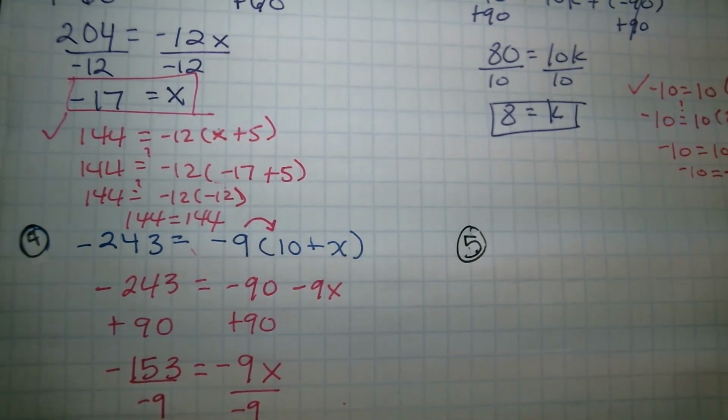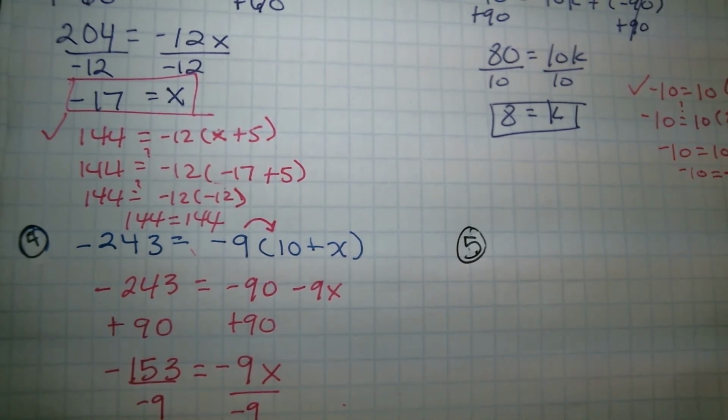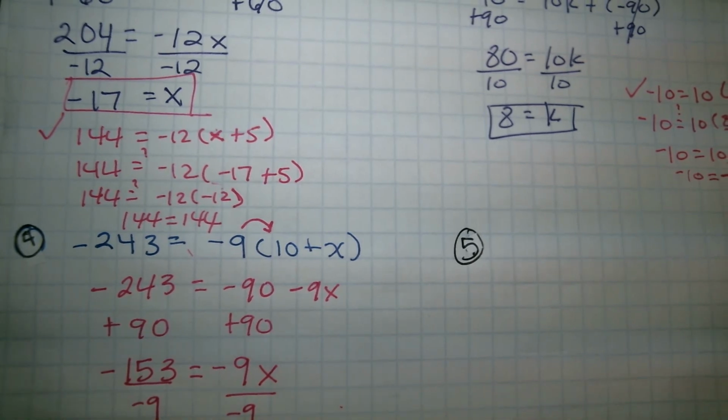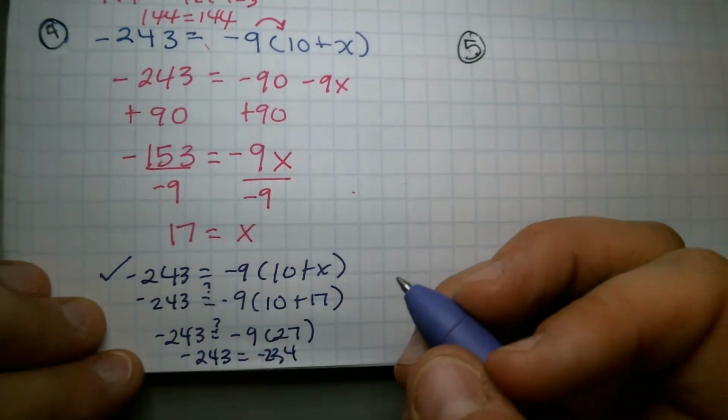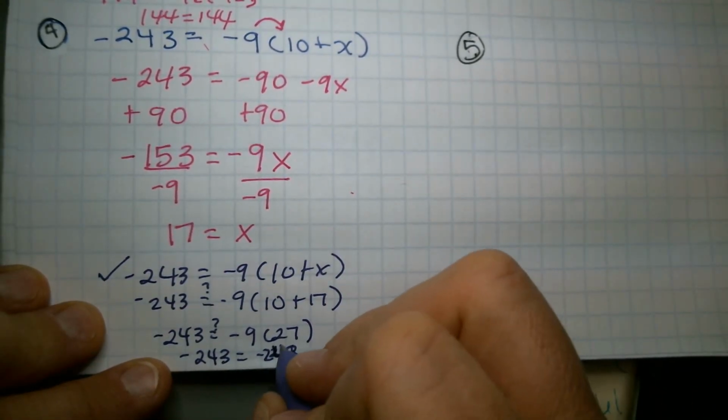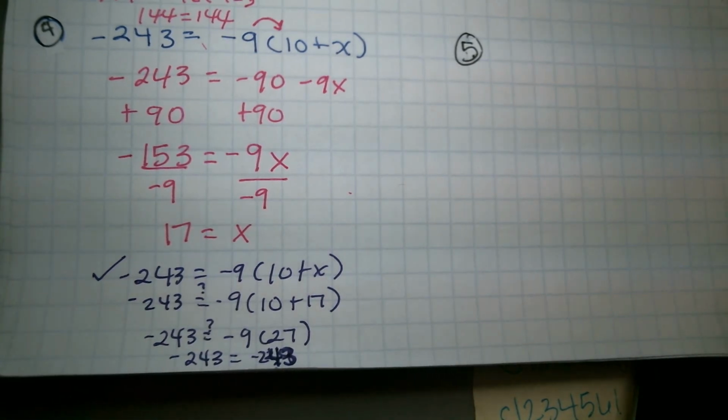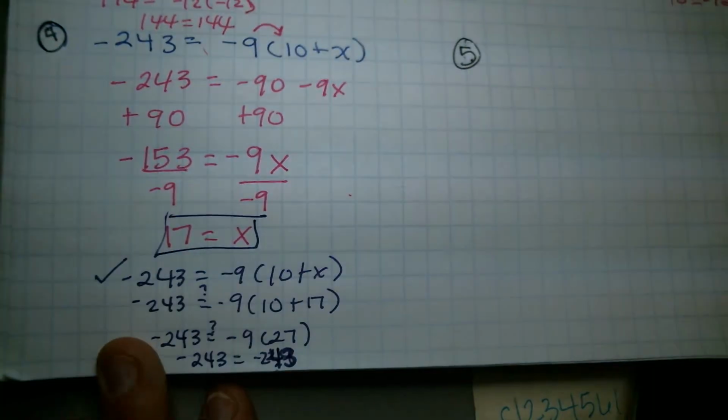So negative 243 equals negative 9 times 10 plus x. If I plug in 17, does that equal negative 243? Let's find out. Let's do the parentheses first. 10 plus 17 is 27. And 27 times negative 9 equals negative 243. There you go. That tells us that x equals 17 is our correct solution.